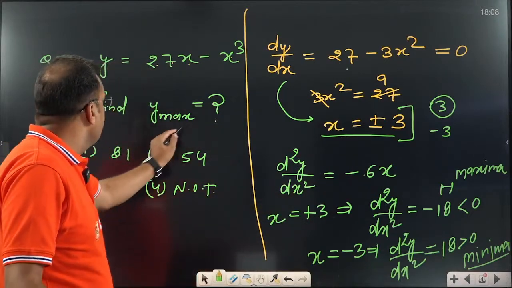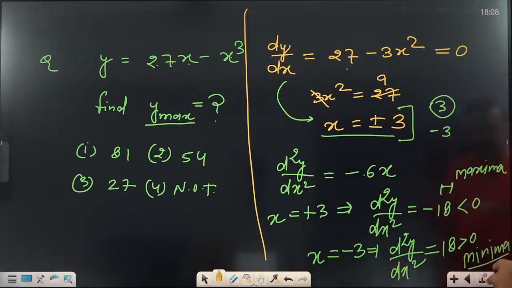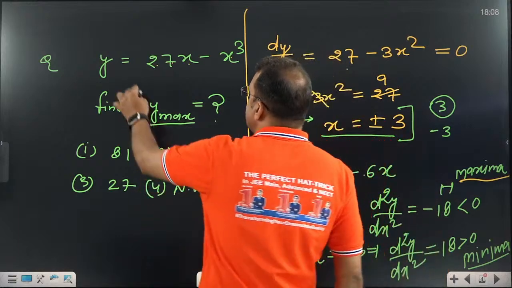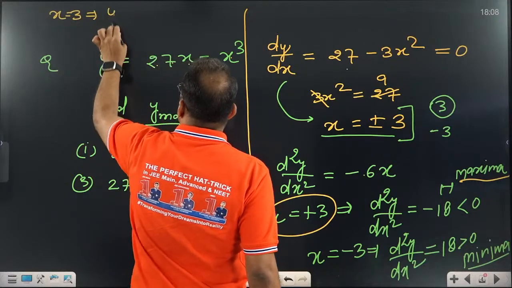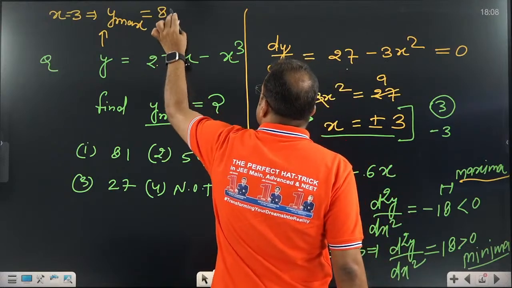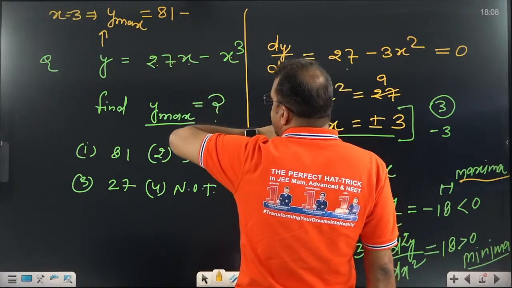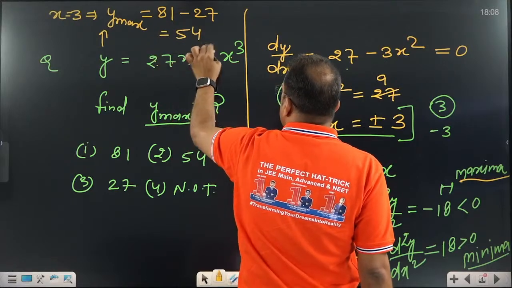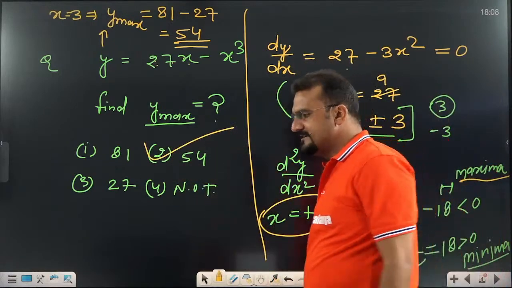What is he asking in the question? Maximum value. Maximum value means what should we prefer? Maxima, which we are getting at x equal to plus 3. That means our final answer will be the maximum value at x equal to 3. So at x equal to 3, y maximum is going to be 27 into 3, in the sense 81. Put the value of x equal to 3, minus 3 power 3, that is going to be 27. What is this? This is going to be 54. Yes or no? So what is the right answer? 54. This is the right answer.